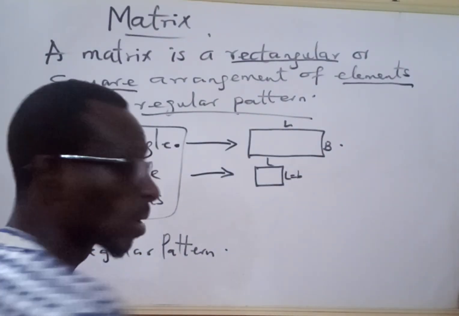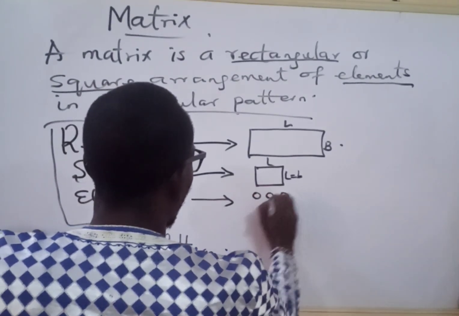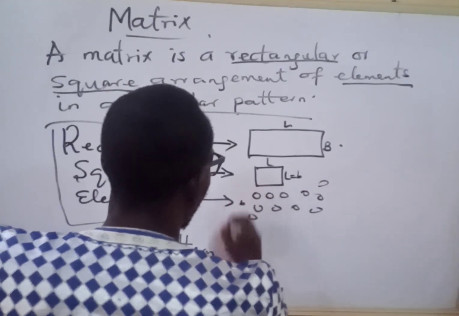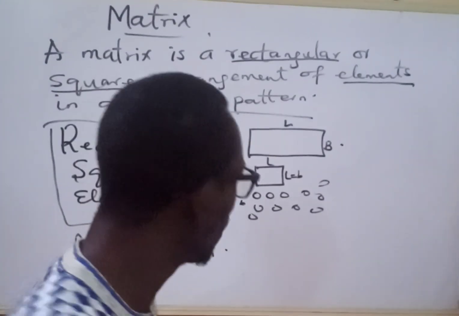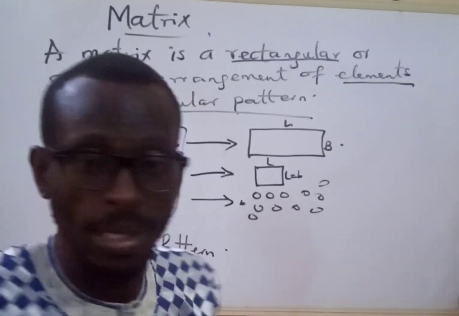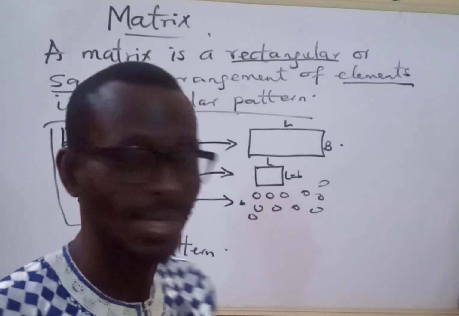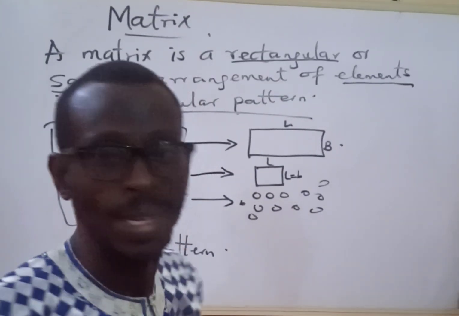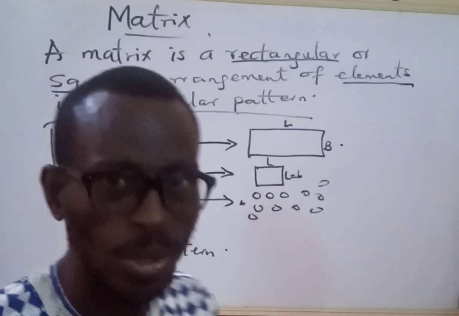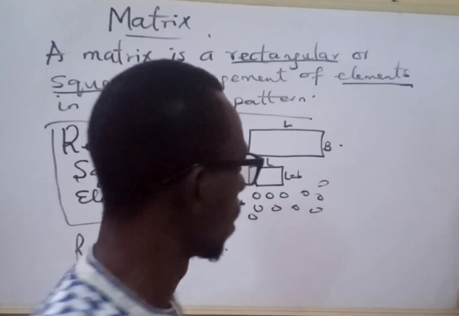The third thing, which is the component, is the elements. Anything that has to do with an object or anything on earth is an element. A car is an element, a board is an element, a person is an element, a house is an element, a chair is an element. Those are the keywords that will be used extensively in the study of matrix.